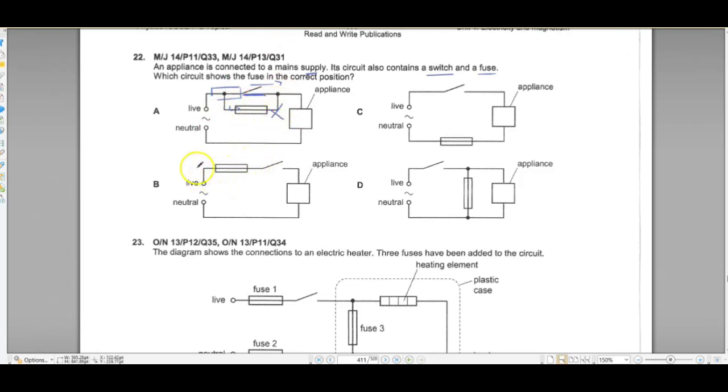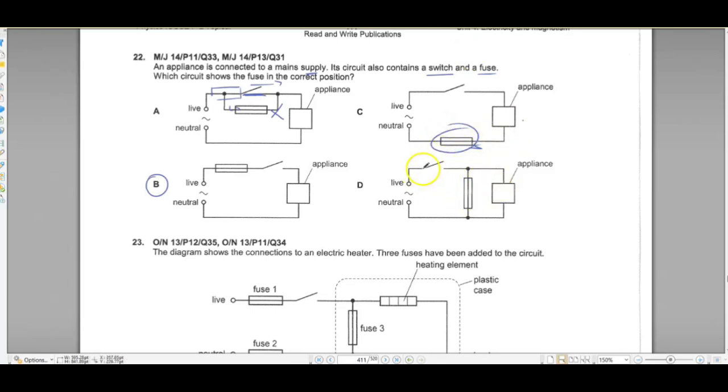In option B, there is a fuse in the live wire before any switch, before any appliances, and it is connected in series. So B is the correct option. Let's look at the other options. In this one it is after the appliance, so it is not going to work. If there is more current than the calibrated value, it is going to reach the appliance and it is going to malfunction, and then there won't be a need for a fuse.